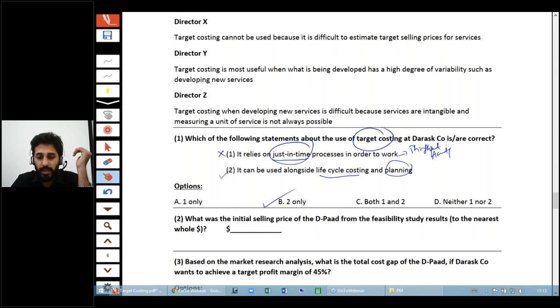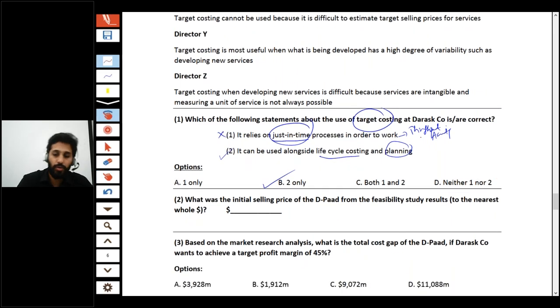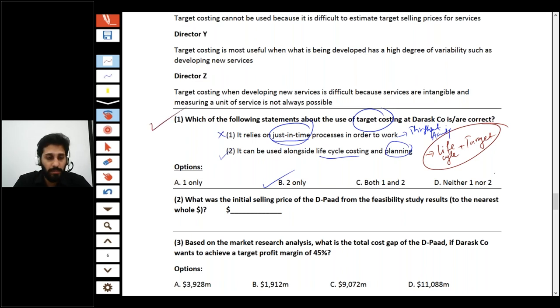So this is actually the thing. The concept of target costing and the concept of lifecycle costing can be used together, right? So here you can see that it's basically lifecycle plus target. The answer is absolutely yes.